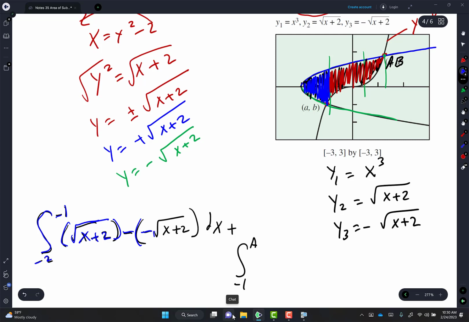I'm trying to write good notes for you guys. The green line was the negative square root one. So there's the blue region, and here's the red region. -1 to A, the capital A, that's stored in my calculator. What's that top curve? Square root of x plus 2. And then the bottom curve is? X cubed.